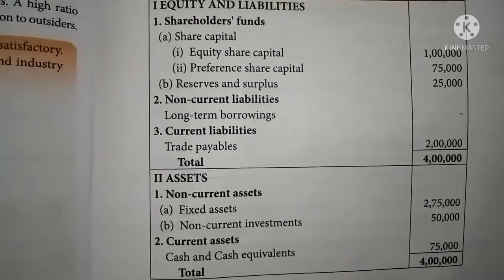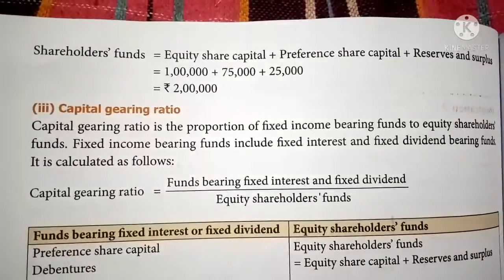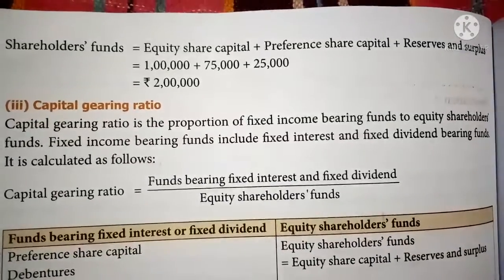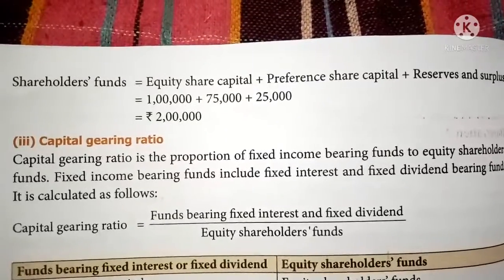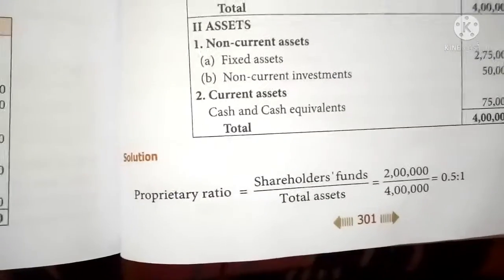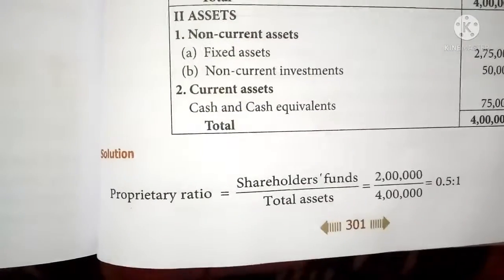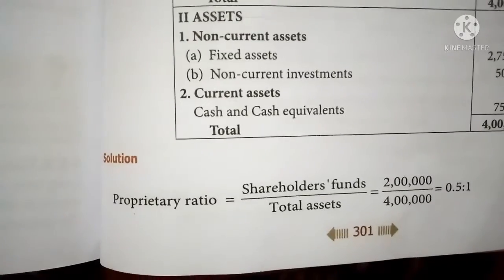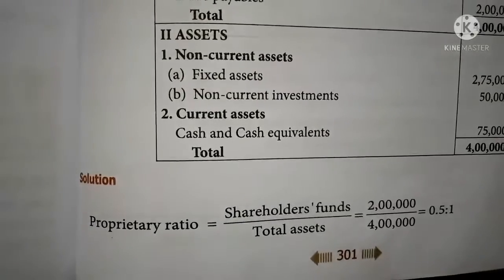First you should make the work note for these two items, that is shareholders fund is equal to equity share capital plus preference share capital plus reserves and surplus. That is 1 lakh plus 75,000 plus 25,000, 2 lakh rupees. And then after making the work note, you can write the formula. Proprietary ratio is equal to shareholders fund by total tangible assets, that is 2 lakh by 4 lakh. If you simplify it, the proportion will be 0.5:1.